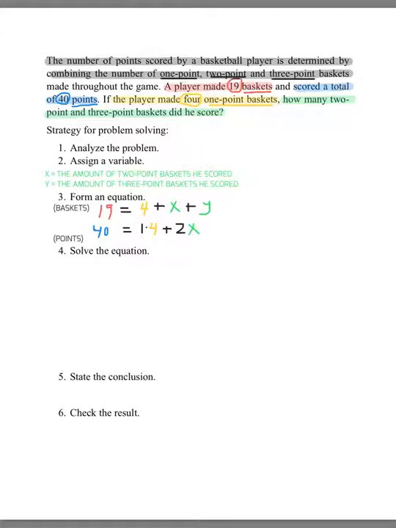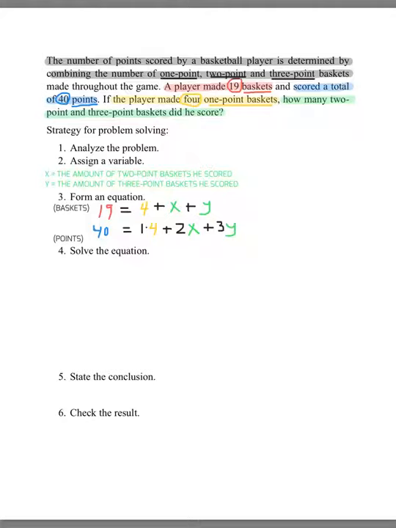And now the last one is the number of 3-point baskets. And we know that each 3-point basket is worth 3 points. And then we multiply the value of 3 by the number of 3-point baskets made, which is y. So those are going to be our two equations. So now that we've created our equations, let's go ahead and solve them.